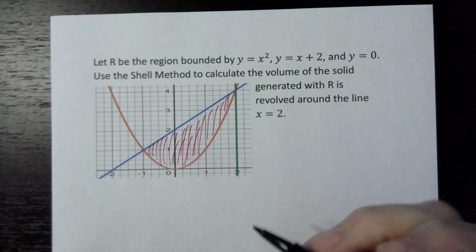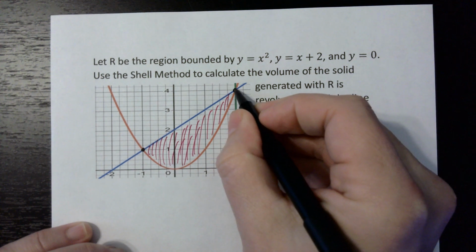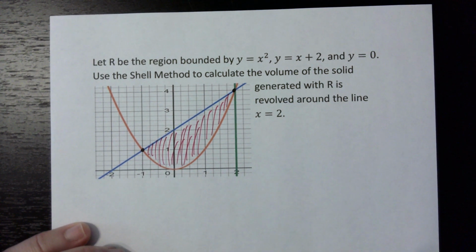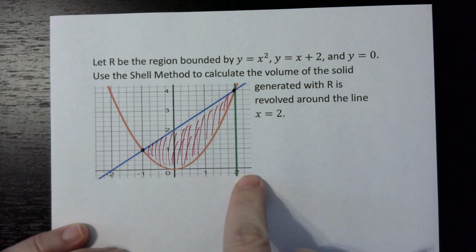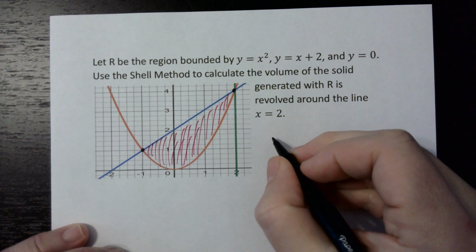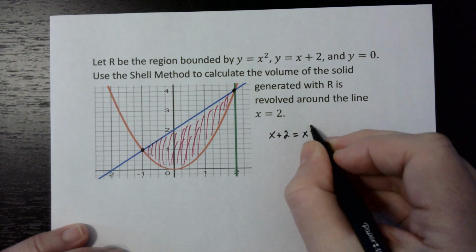The first thing we want to do is figure out where these intersection points are. We can see them on this graph because this is a nice graph. They're at x equals -1 and x equals 2. But if you don't have a nice graph and you want to do this by hand, just set them equal to one another. So x plus 2 equals x squared, and solve this.